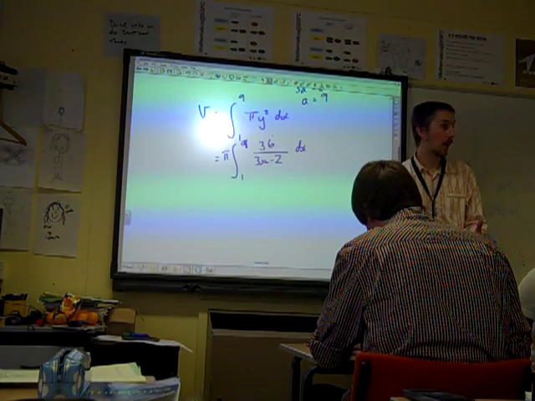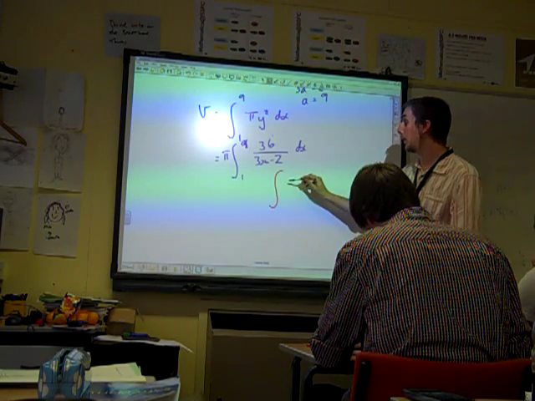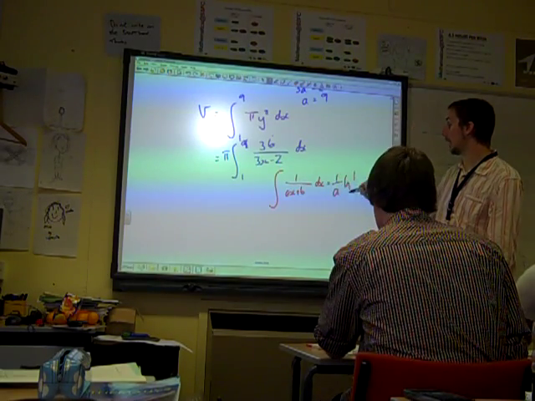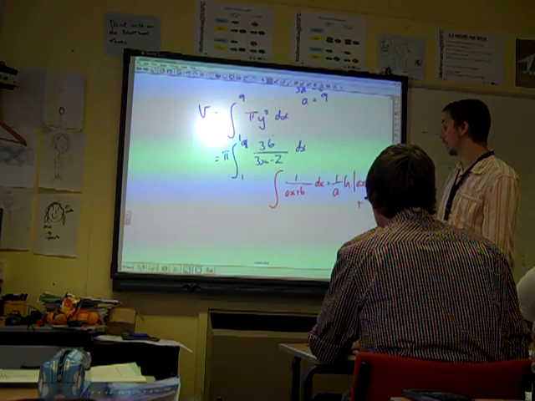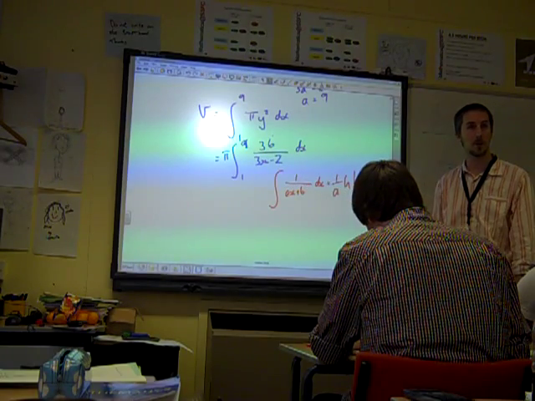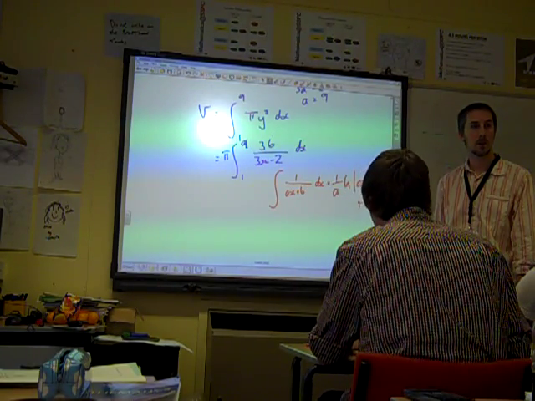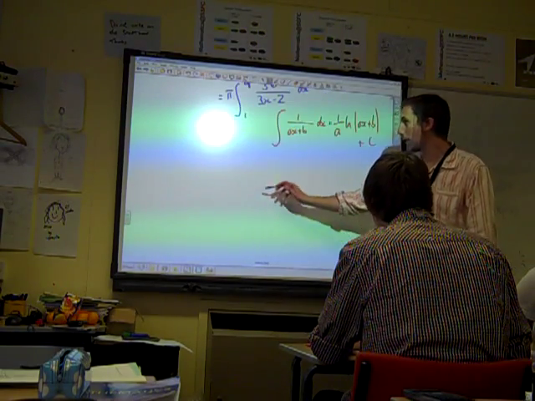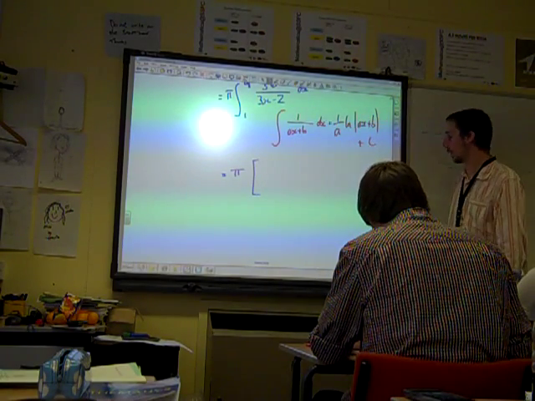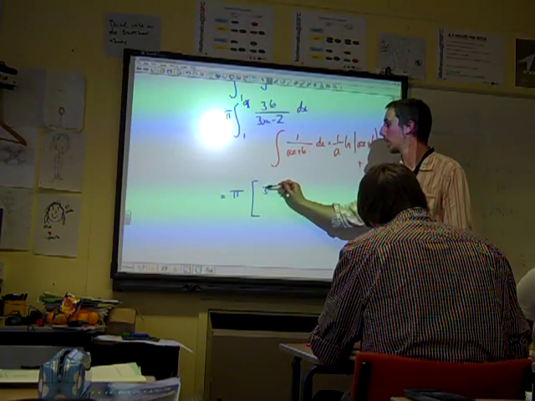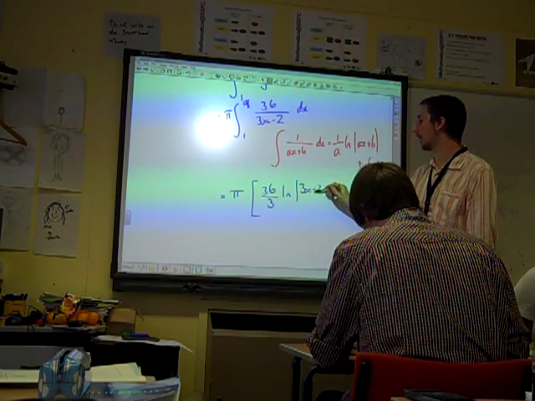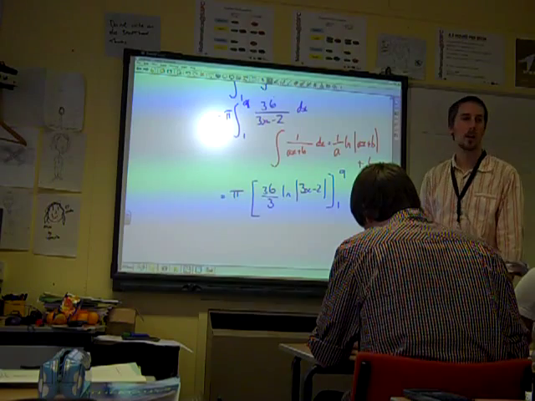And now this is the natural log type, isn't it? Because this is the type now that we say that if we've got 1 over ax plus b dx, we have 1 over a ln of ax plus b plus c. That's the thing we get when n is equal to minus 1. And so now we can do the integration. What we've got, 36. But we're dividing by a, so we've got 3 there. The natural log of the modulus of 3x minus 2, between 1 and 9.